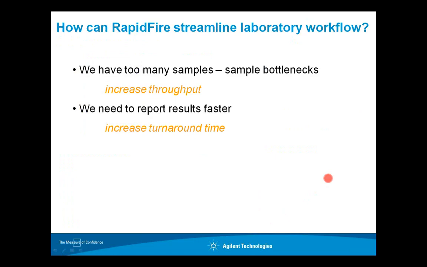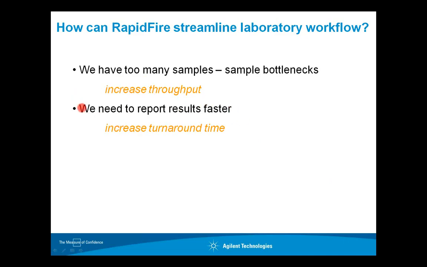When we think of how we can work closely with our collaborators, we get to two main pain points that our researchers are having with their workflows. The first one is the problem that they have too many samples. We have sample bottlenecks. But what RapidFire is able to do is increase throughput and enable them to process these samples faster.